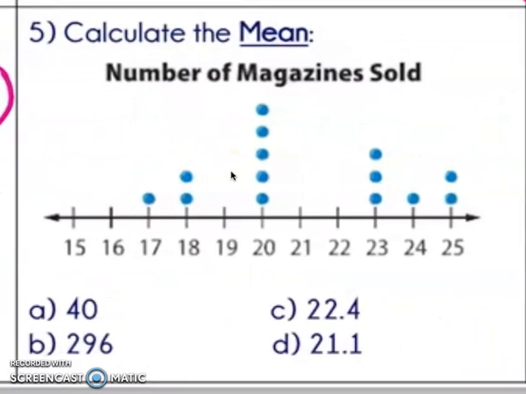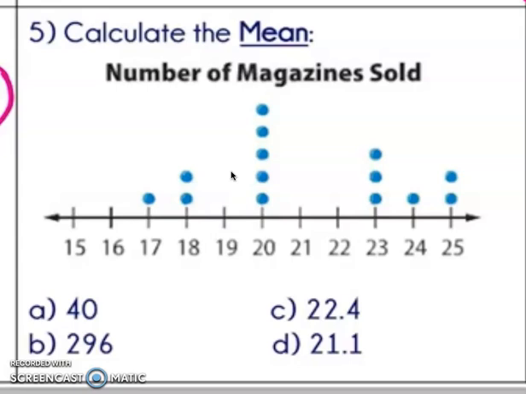Number 5 is to calculate the mean of our dot plot here. So again, the very first thing that we're going to do is list out this data set. To find the mean, we're going to add them all up and then divide by how many there are. So I'm going to first write out my data set.